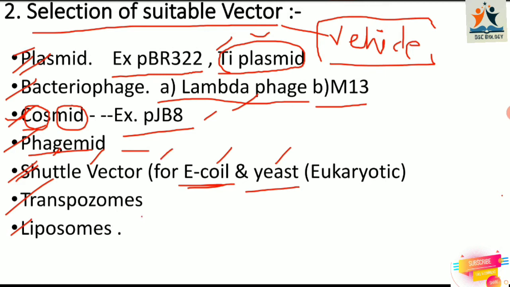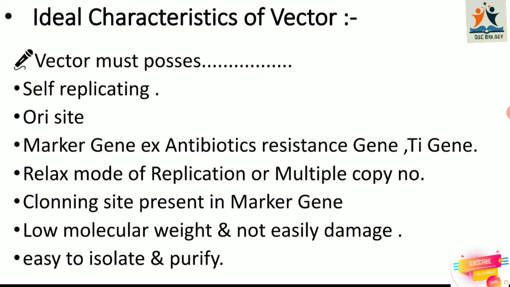Next are the transposomes, which are also used, and liposomes. So depending on which cell we want to transfer into, we select the desired vector. Suppose we select pBR322, because we want to insert our insulin gene into the human cell.